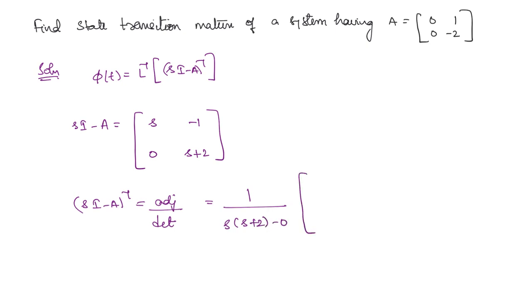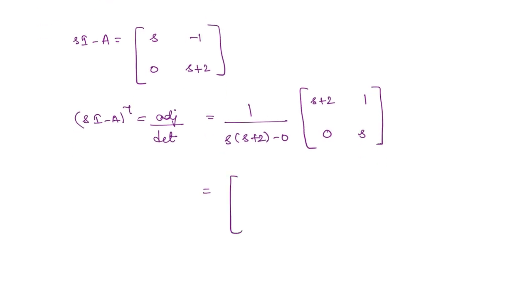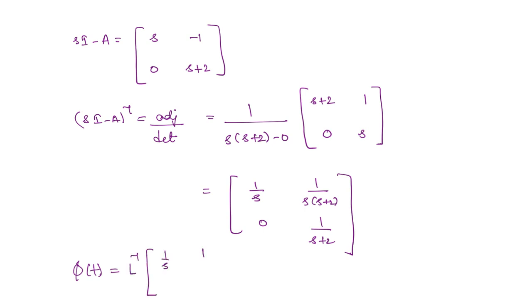What will be the adjoint matrix? This is going to be [s+2, 1; 0, s]. So this is going to be [1/s, 1/(s(s+2)); 0, 1/(s+2)]. Now we want to take the inverse Laplace of this matrix, which will give you the state transition matrix. So L inverse of [1/s, 1/(s(s+2)); 0, 1/(s+2)].